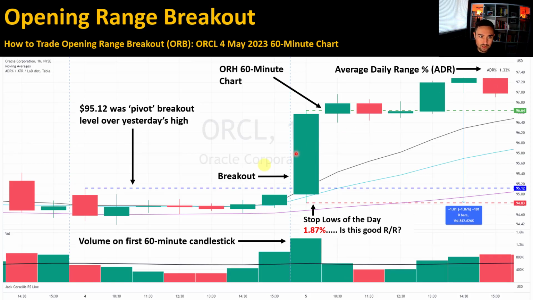This would then be the opening range high on the 60 minute chart, so the 1 hour chart. This time here it's powering out really well. So the opening range breakout would be up here at 96.64. Stop at the lows of the day would be 94.83. That would now be 1.87%, which is now, what's that, 1.5% versus the ADR percentage. So now the risk versus reward is getting out of whack a little bit.